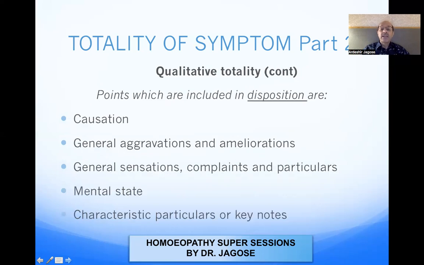So the points which are included in disposition are the causation, general aggravation and amelioration, general sensation, complaints and particulars, mental states, characteristic particulars, or the keynotes. So the disposition we have to see, we take the cause into consideration, the mental state as well as the physical state, but all the symptoms taken should be characteristic in nature.